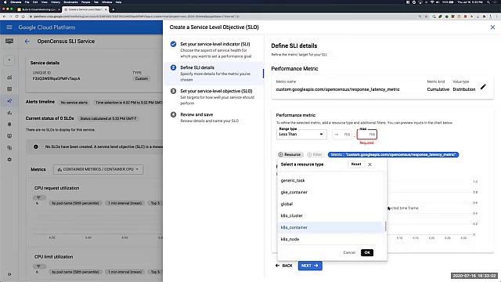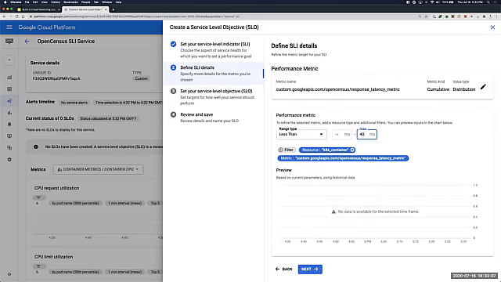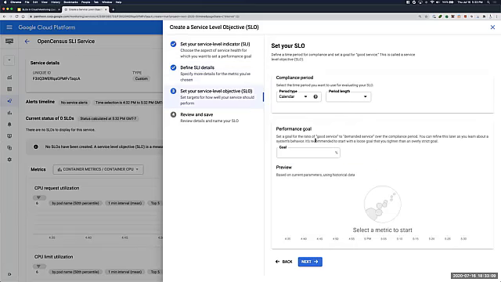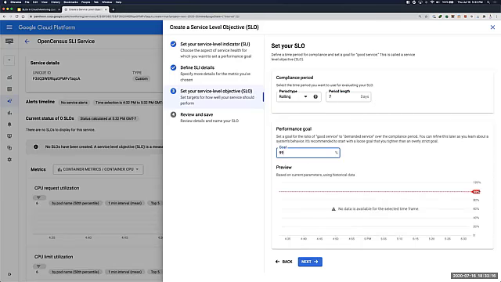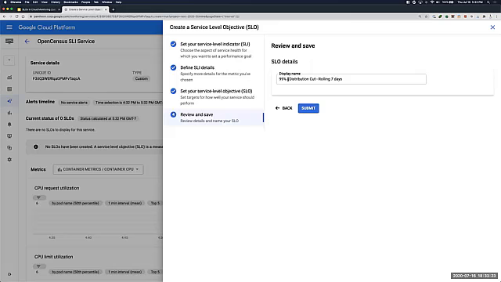Maybe this metric is actually not being written right now. Well, in any case, I specify the threshold that I want, so maybe 4,000 milliseconds, and then again I'll specify a rolling 7-day window. I want 99% of my requests to be less than 4,000 milliseconds in response latency. I say next. There's my distribution cut SLO, and I submit.